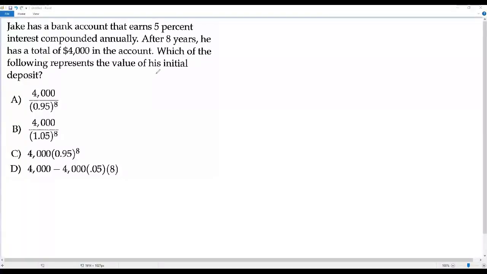Here we have a problem on compound interest. Okay, let's go with the information. Jake has a bank account that earns 5% interest compounded annually. After 8 years, he has a total of $4,000 in the account. Which of the following represents the value of his initial deposit?